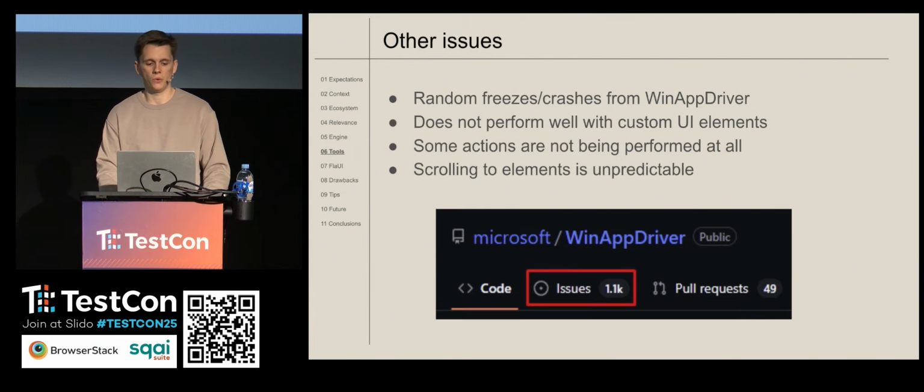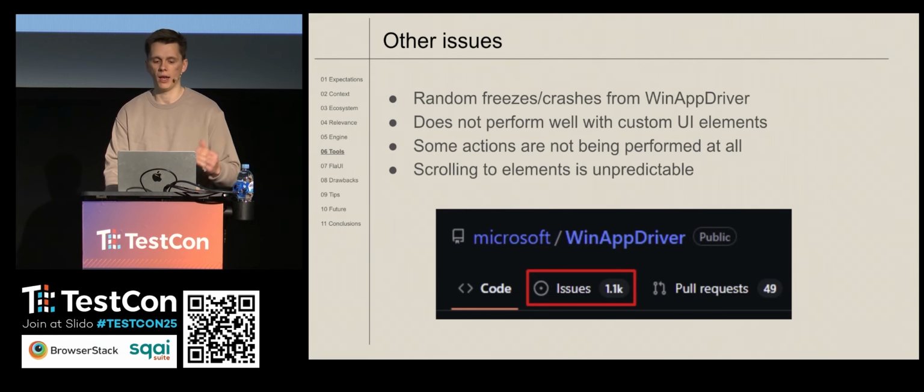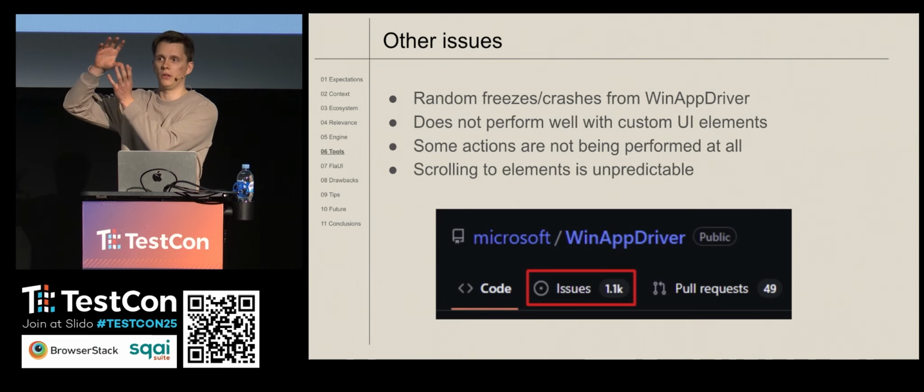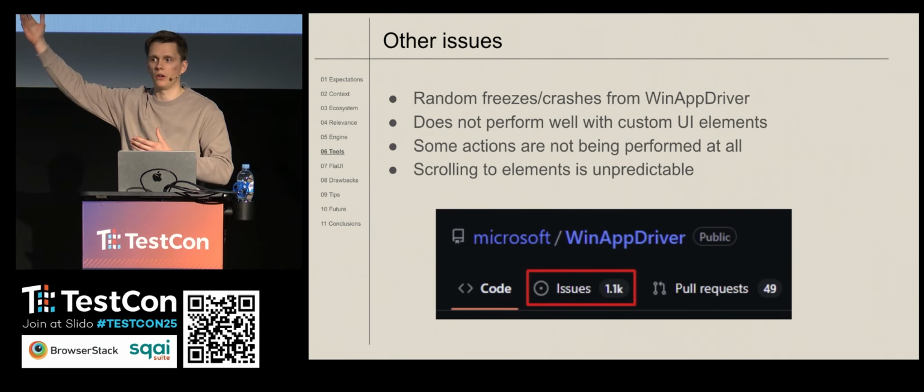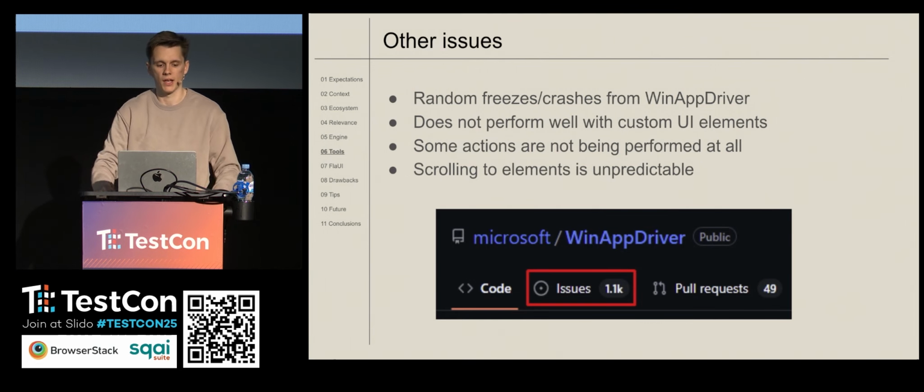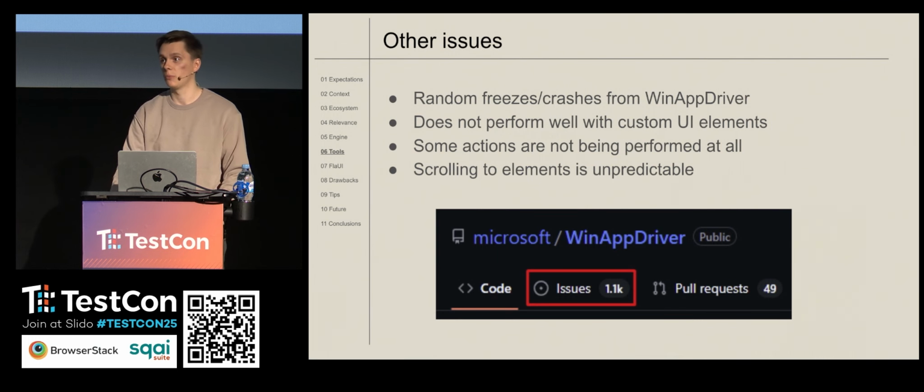And then also, it does not perform well with custom UI elements, and Windows UI frameworks are evolving. Especially with new elements, you would have this case where, for example, you have this fancy new button that you want to automate. It tries to click it, and then the click happens on some corner of the screen, and then you have a flaky test. Another issue is that some actions were not being performed at all.